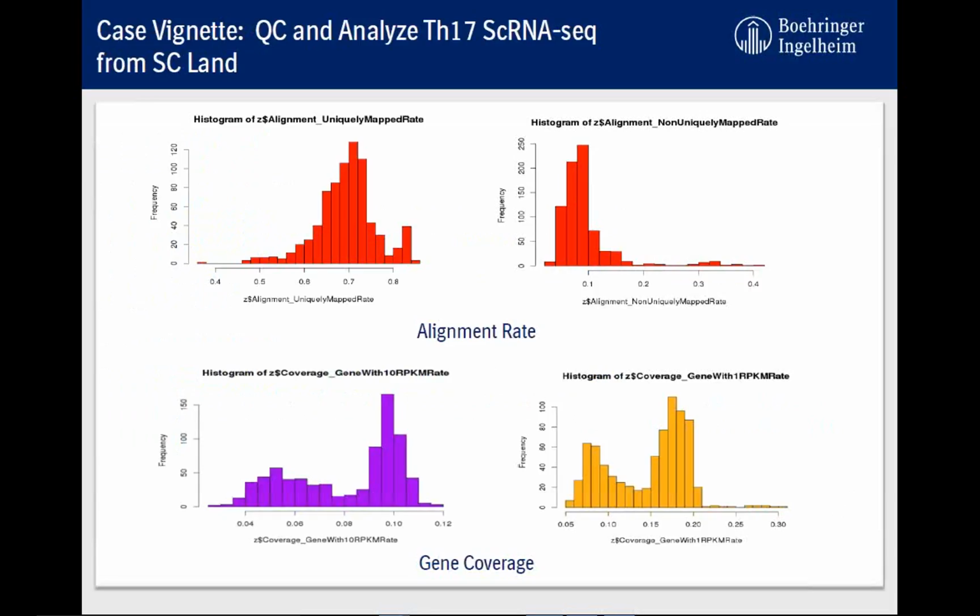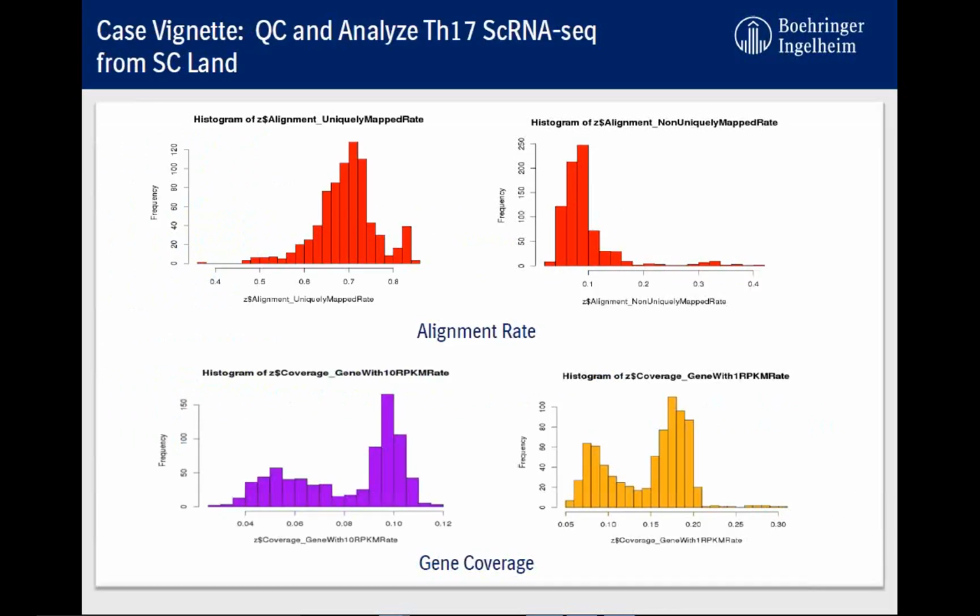Also, we look at the gene coverage. In this graphic, the x-axis represents the coverage and the y is the sequence. Which means if you look at it here, there could be 150 samples or 150 cells. We can find 10% of their genes have an FPKM value greater than 10.